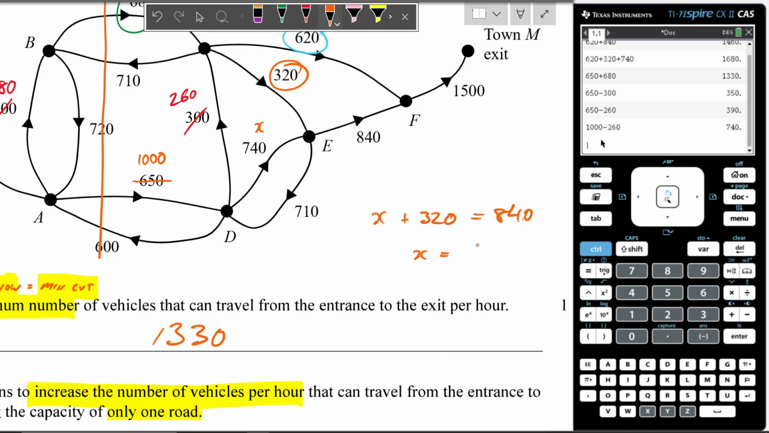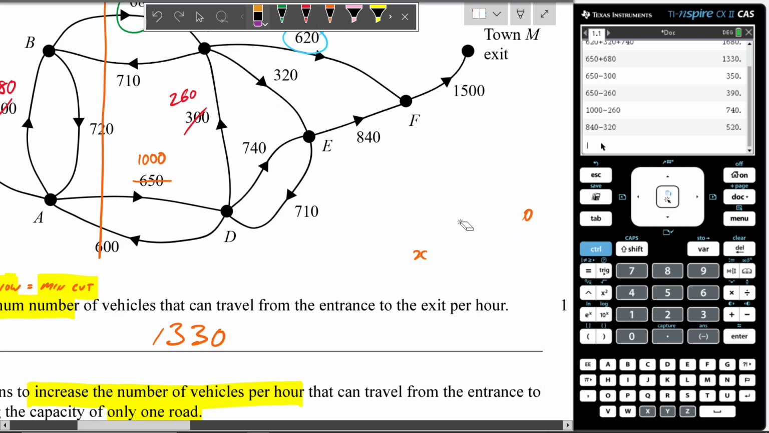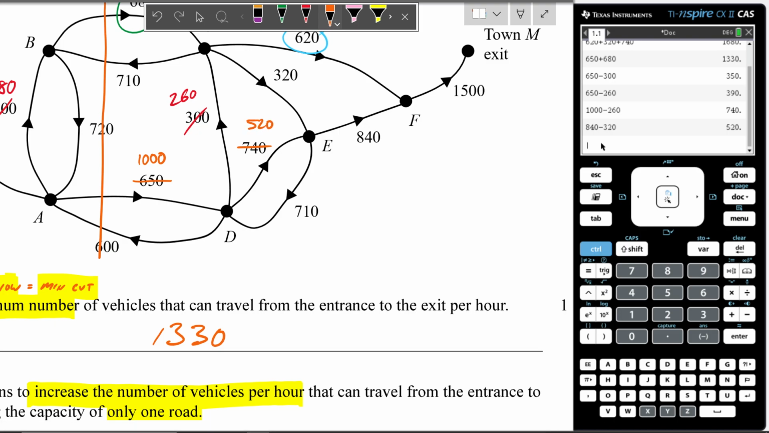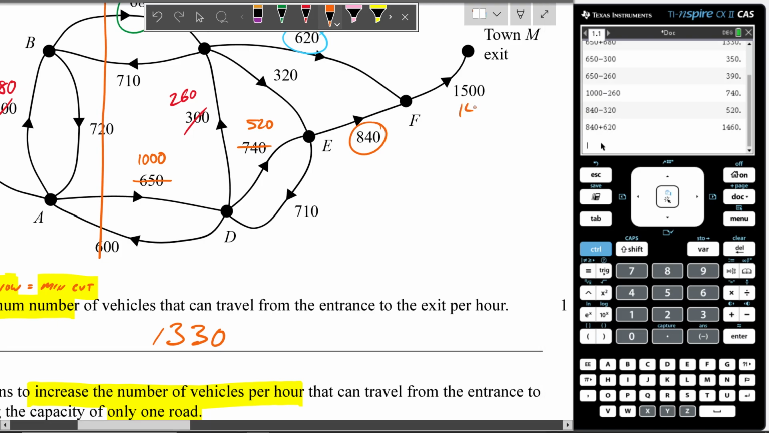Well, to figure out what x is, you'd simply go 840 minus 320, right? So I'd go 840 minus 320, which is going to be 520, meaning this here should be 520. I should only send 520 cars through that way. Now I would have 520 plus 320, which is 840, and then we're home free. Because then what you're going to end up with is 840 plus 620. That's going to be 1460, and that's as good as it gets. You simply don't have enough cars to get that to the full 1500 there.